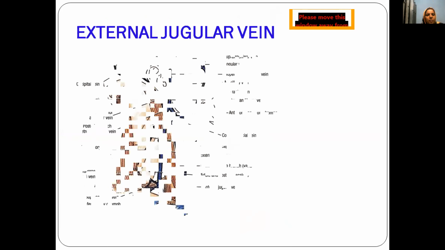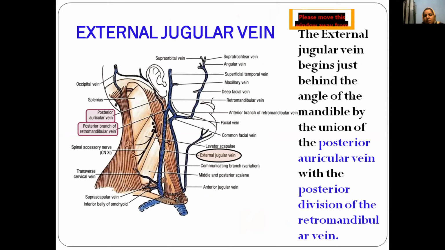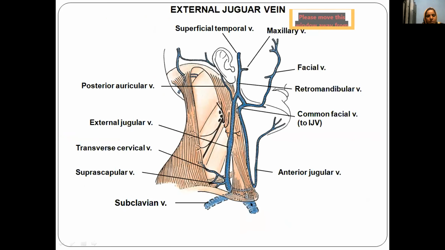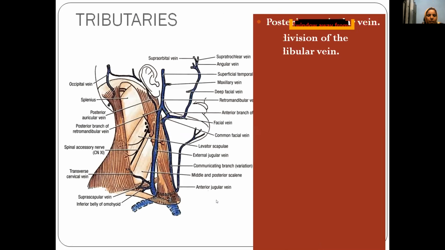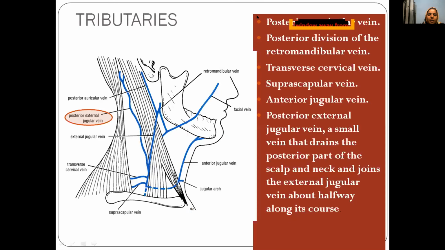All these are not required, but see, external jugular vein has come as a short note when we did one of the papers. The external jugular vein begins just behind the angle of the mandible by the union of the posterior auricular vein with the posterior division of the retromandibular vein. This is our external jugular vein, isn't it? See, this is the external jugular vein. Finally, it drains into the subclavian vein.